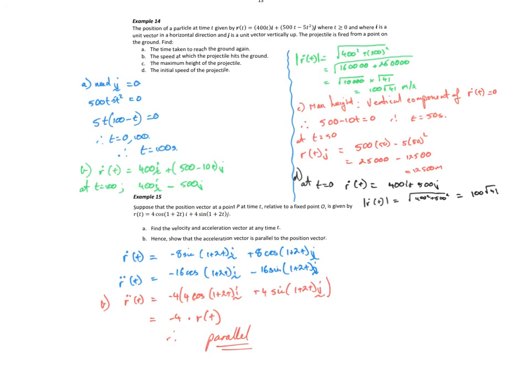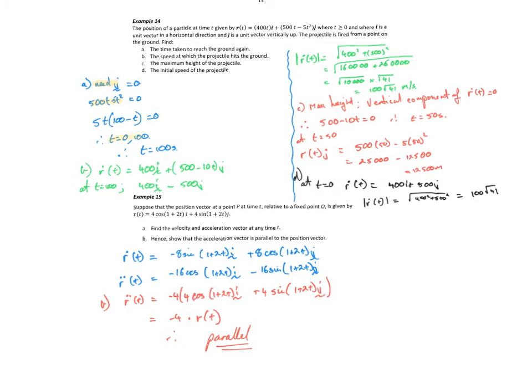Okay, so let's keep working through. We've got the position of the particle given by a vector in i and j units. A projectile is fired from a point on the ground; find the time taken to reach the ground again. So obviously there's our position. To reach the ground means my vertical component is 0, isn't it? So the vertical component, the j component, I need 500t minus 5t squared equal to 0.